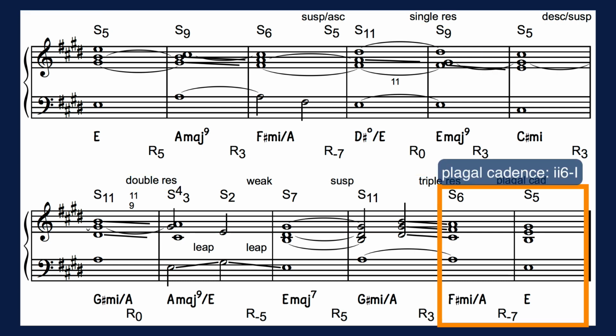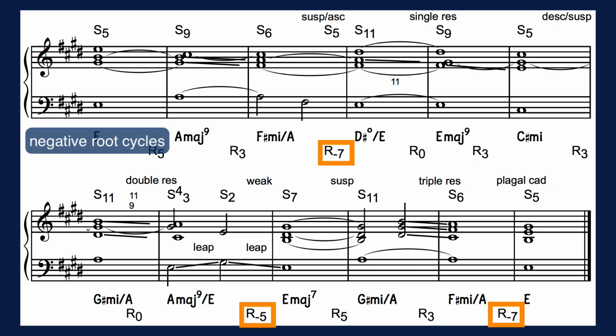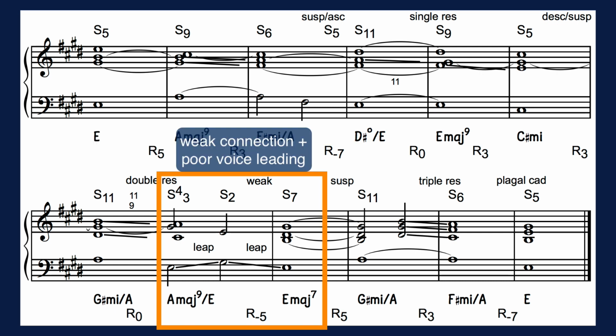The example closes with a plagal cadence from a first inversion F sharp minor triad into the tonic chord E major, involving a root cycle R-7. There are 2 more negative root cycles. The resulting voice leading has a weak spot in measure 8 to 9, while connecting the various inversions of the 7th chords.